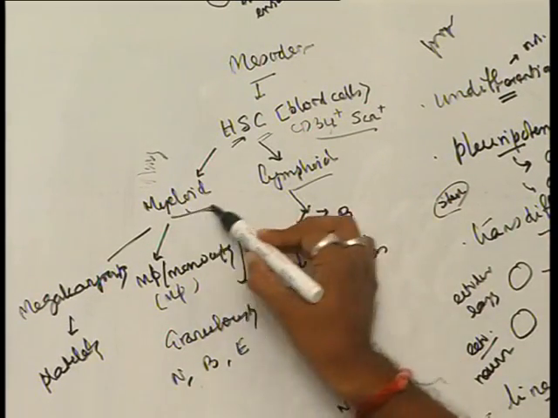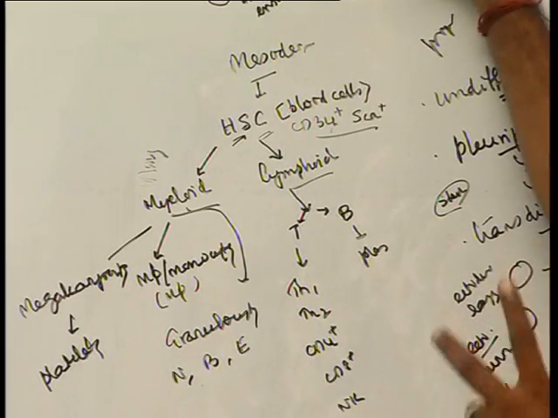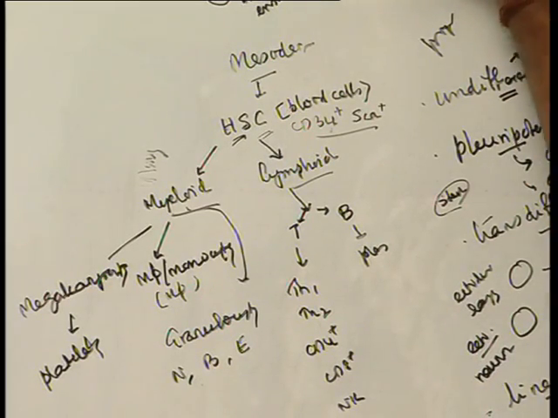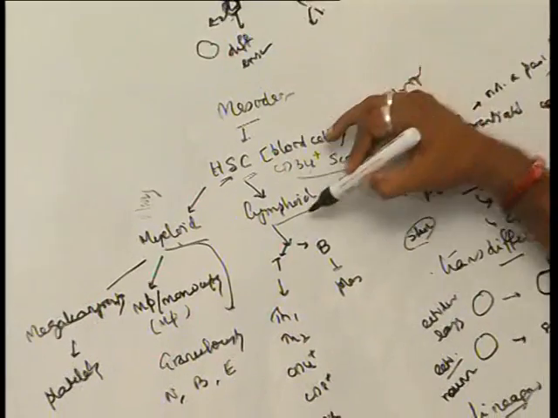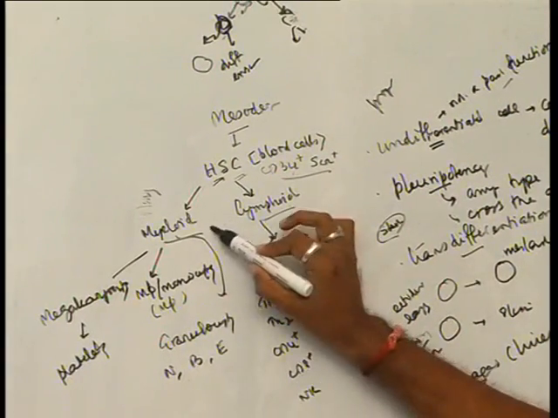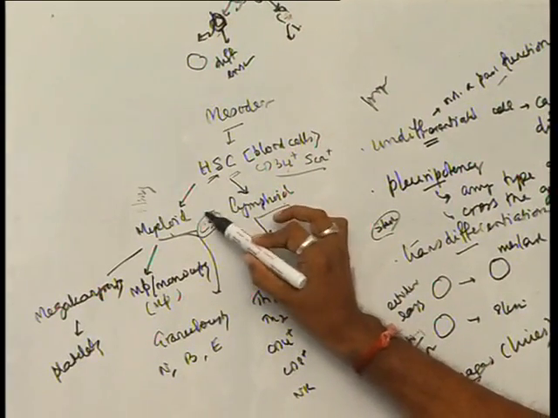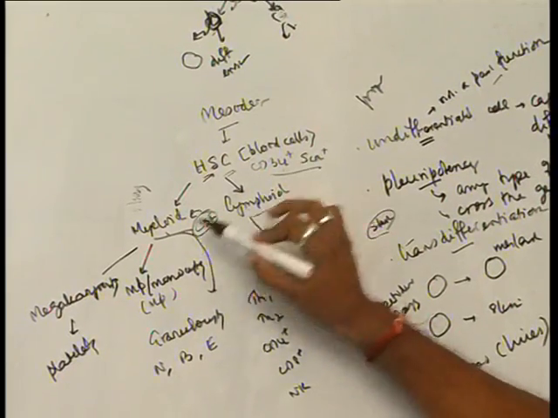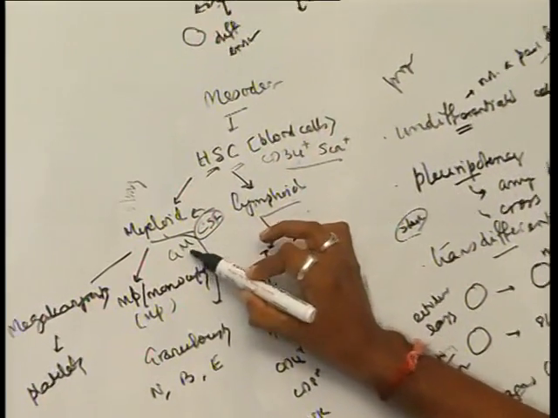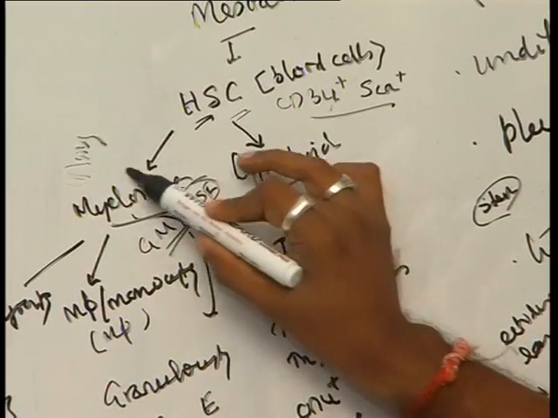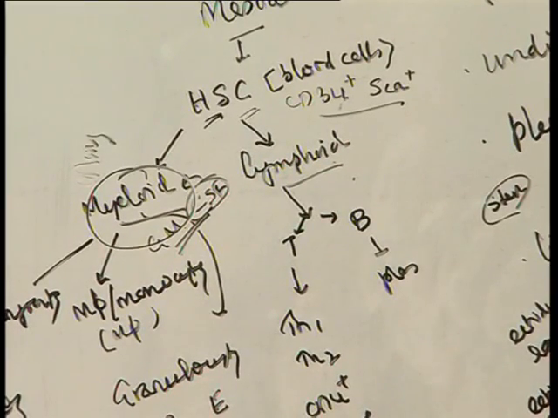Myeloid colony, lymphoid colony, these are the colonies, a group of cells. From the group of cells, another group of cells will come. So these are all colonies. That's why you say colony stimulation factors are involved in myeloid. For example, granulocyte monocyte colony stimulation factor is involved in myeloid colony formation.